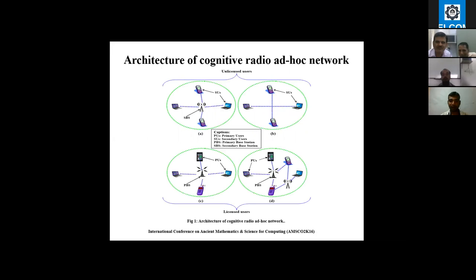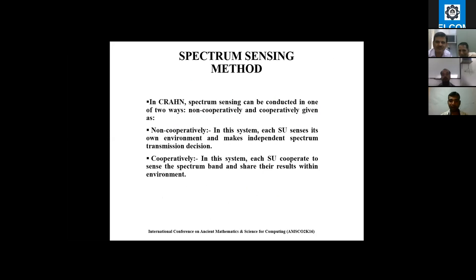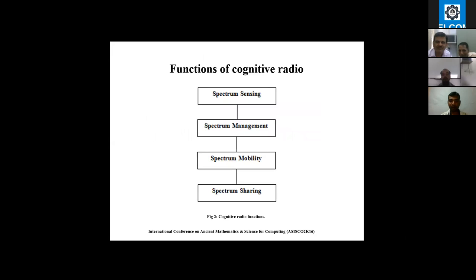Architecture of cognitive radio ad hoc network, where primary users are licensed users and secondary users are unlicensed users, which utilize the licensed spectrum. Sensing method. In a cognitive radio ad hoc network, spectrum sensing can be constructed in one of two ways, non-cooperatively and cooperatively. Non-cooperatively, in this system, each secondary user senses its own environment and makes independent spectrum transmission decisions. Cooperatively, in this system, each secondary user cooperates to exchange the spectrum band and shares their result within an environment. Functions of cognitive radio: spectrum sensing, spectrum management, spectrum mobility, and spectrum sharing.